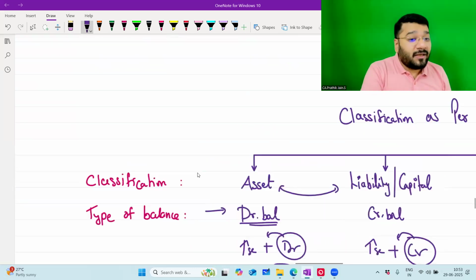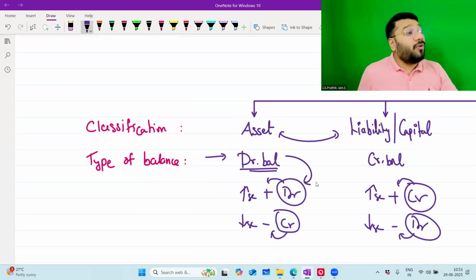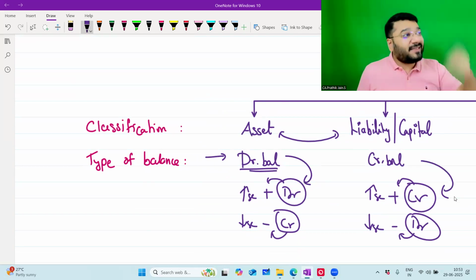Debit. Because for a debit balance item, who is the hero? Debit is the hero. To increase, debit. For a credit balance item, who is the hero? Credit. To increase, credit.